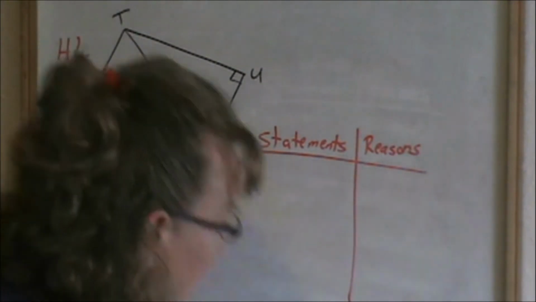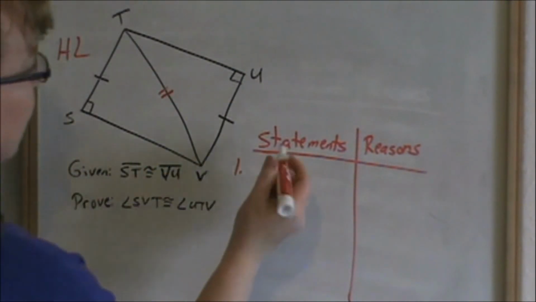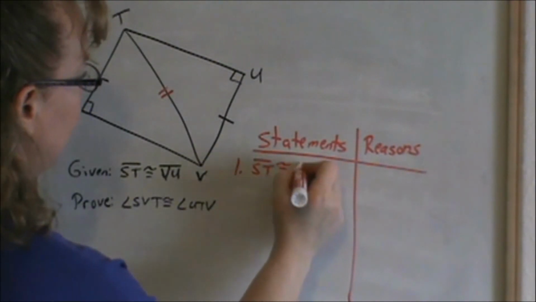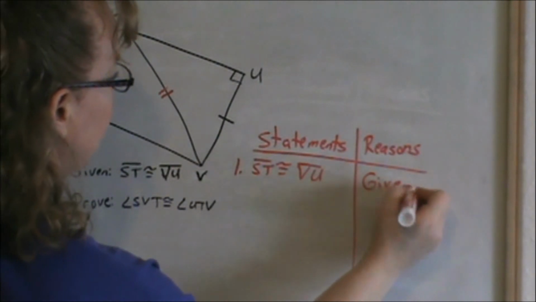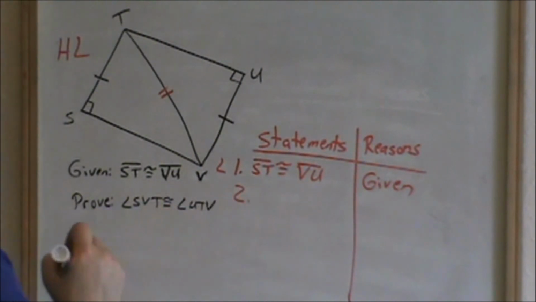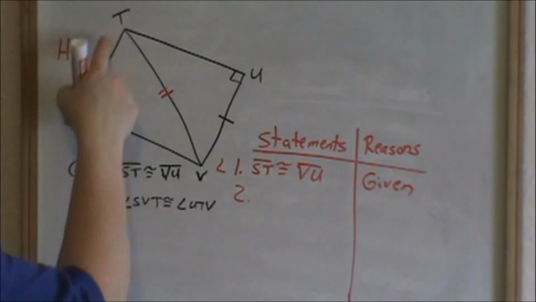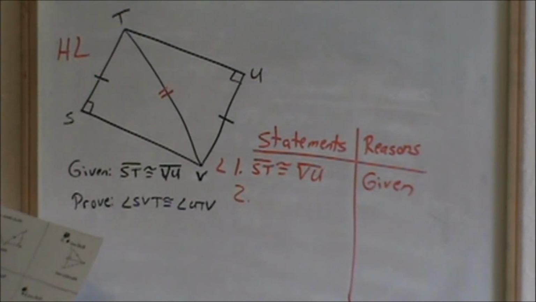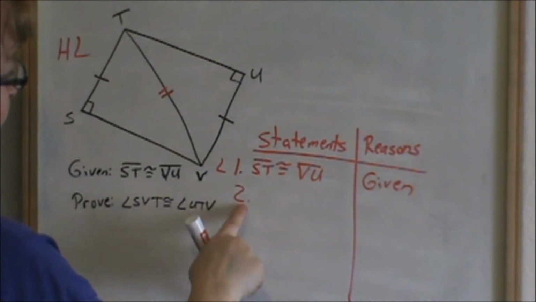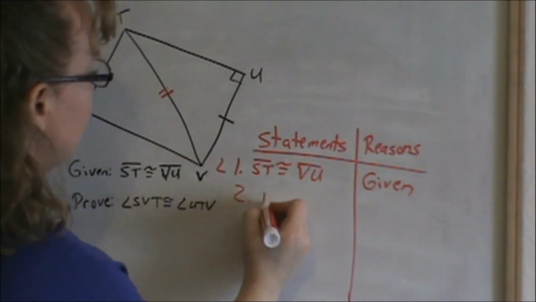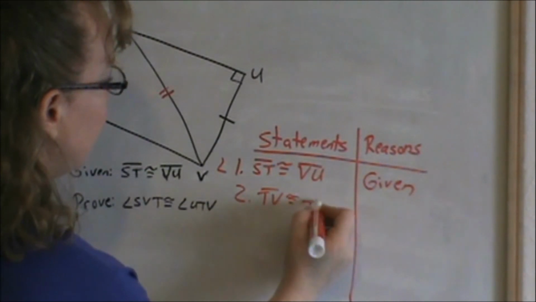So, starting out with our statements, we'll just start with our givens. So, ST is congruent to line segment VU. How did we know that? It was given. That right there is a leg, so that's a leg. Again, if you feel better saying TSV and TUV are right angles and putting given, then that is okay. They don't put that down here, so it's up to you. Okay, so then the other thing that we can make the statement is that TV is congruent to TV from the reflexive property.